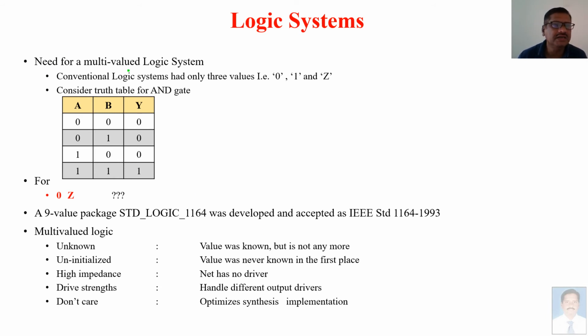Logic system. Need for a multi-valued logic system. The conventional logic system has only three values, that is 0, 1 and Z. Z means high impedance. Now if we consider the truth table, this is the truth table of the AND gate: 0, 0, 0; 0, 1, 0; 1, 0, 0 and so on. For one input 0 and the other input Z, that is high impedance, that is disconnected, or the terminal is not connected. This B port is not connected. In that case, what output should we expect from the device, which is quite impossible to define.